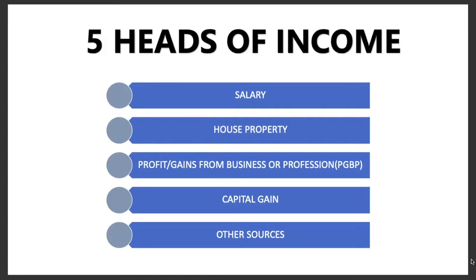The fourth being capital gain, where income related to your shares and your mutual funds comes in. The last being other sources, where all other incomes that couldn't be classified in the other four heads have to be classified, like interest on debts or maybe dividends which we receive on shares. Now, combining all the incomes from these five heads, we get total income. But don't worry, all this is not important for income related to shares. The two heads which we will be focusing on are PGBP and capital gains.